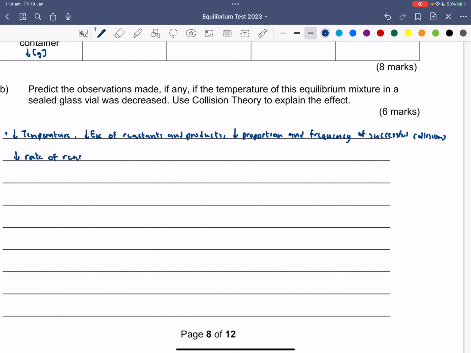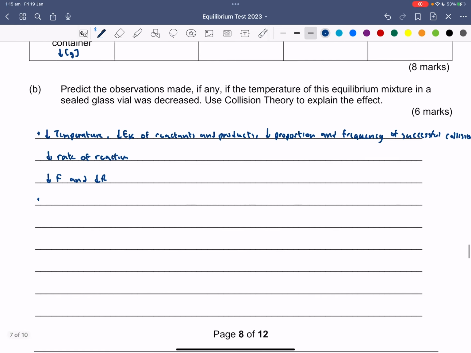And specifically, it causes a decrease in the forward rate of reaction and a decrease in the reverse rate of reaction. So that's the first thing I'm going to write down. Probably would have used a few more words, but yes. Next thing is the following.